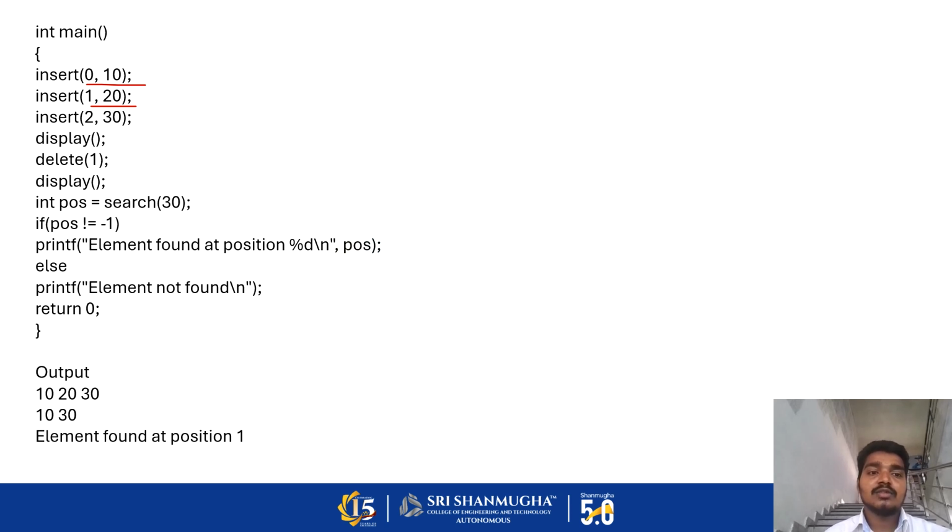And next you can give the delete one. So delete one is the position of one. What is the position of one? The position of one is 20. So 20 is deleted. So the output is: you insert the three values and delete element one. The output is 10 and 30.